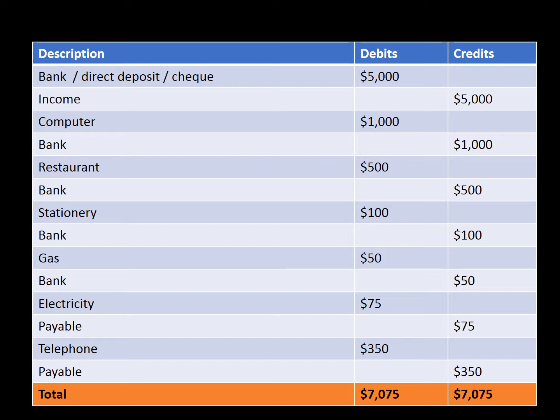Now he incurred other expenses: restaurant $500, stationery $100, gas $50. So he is debiting those particular expenses and then crediting the bank because he already paid for all these expenses. So he has to credit the bank because his bank balance has to be reduced by the same amount.